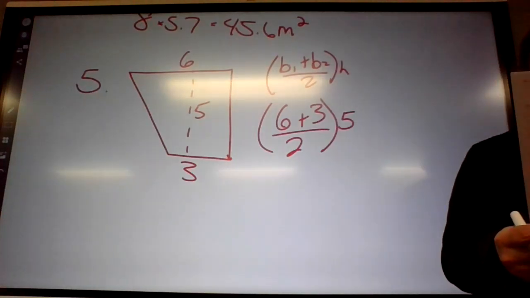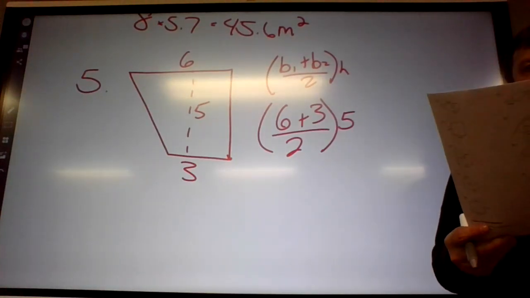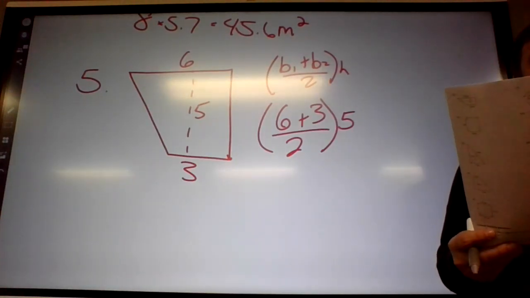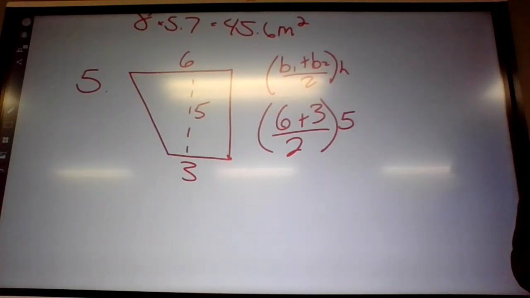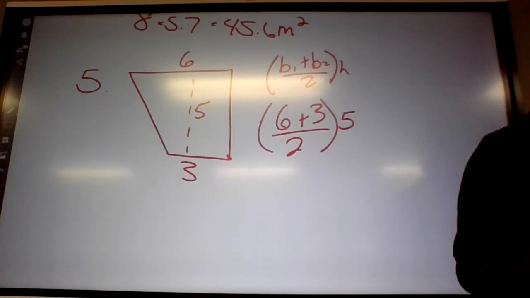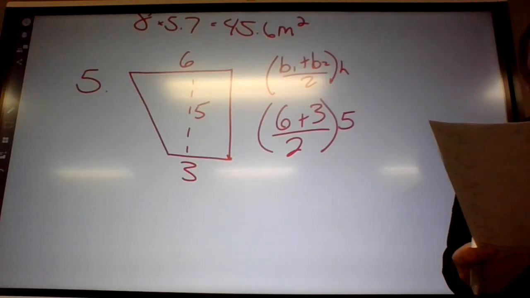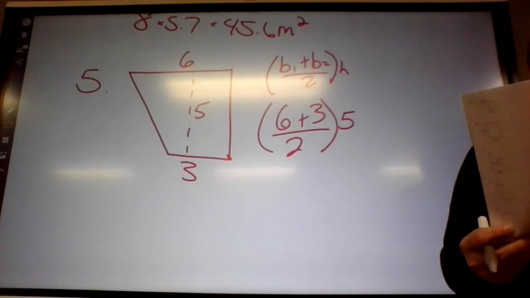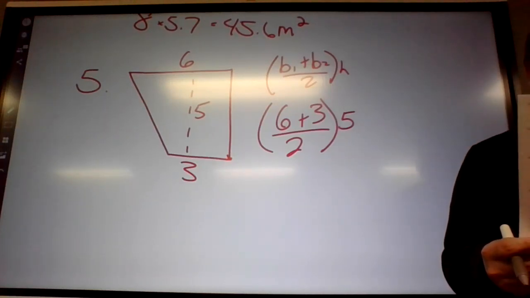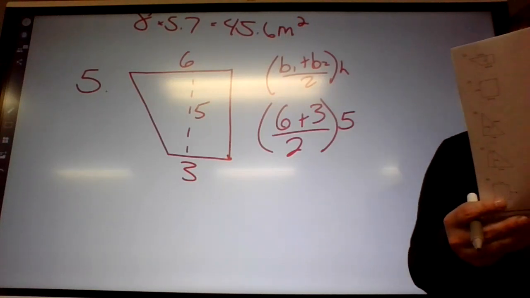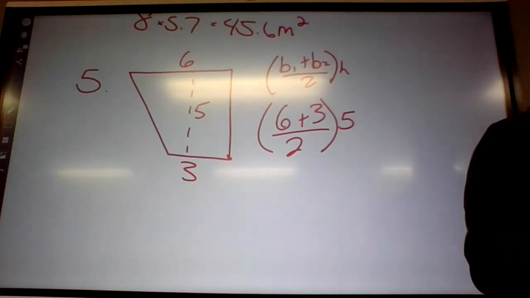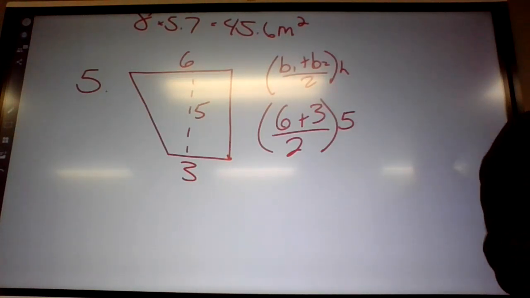Number 10 has a curveball. It's also a trapezoid, but what's weird about it? Nobody sees it? Really? It has yards and feet, different measurement types. So how are we going to fix number 10?